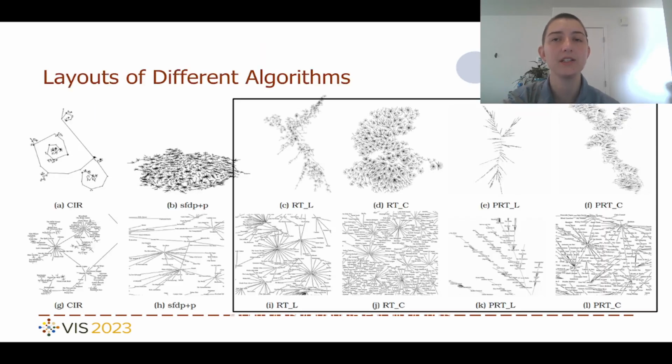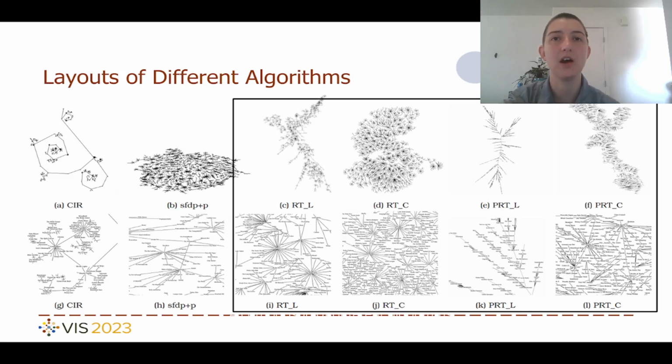Here is a comparison of our layouts. In the box, we have our algorithms RTL, RTC, PRTL, and PRTC, compared with two already existing algorithms. CIR is a circular layout algorithm from the Y file system, and SFDP plus Prism is the scalable force-directed algorithm from the GraphViz library, followed by an overlap removal phase.